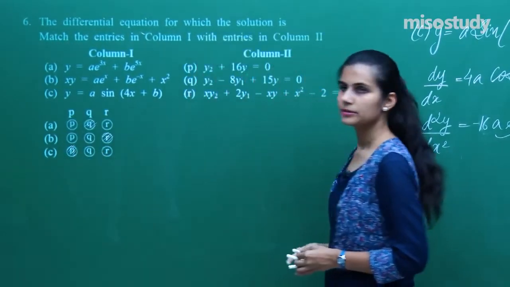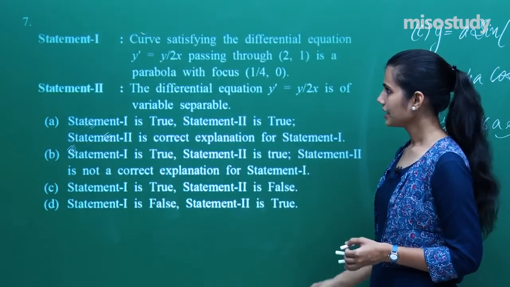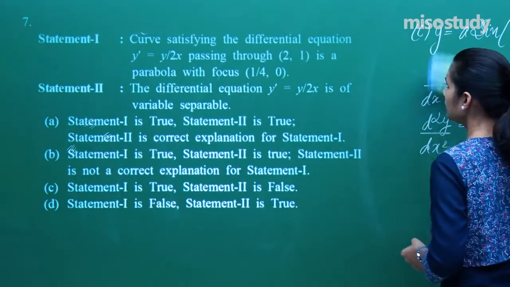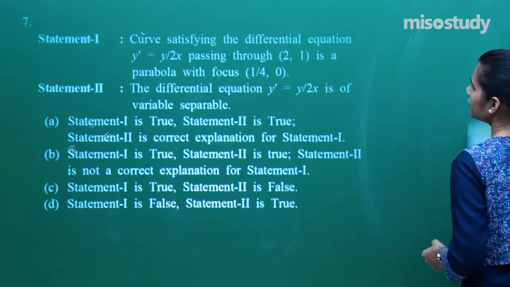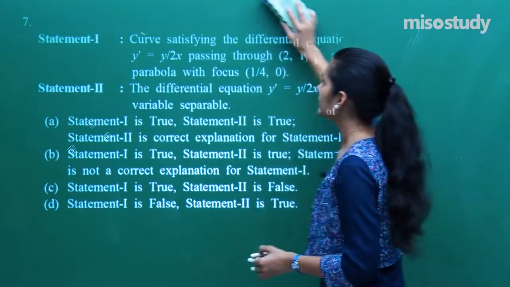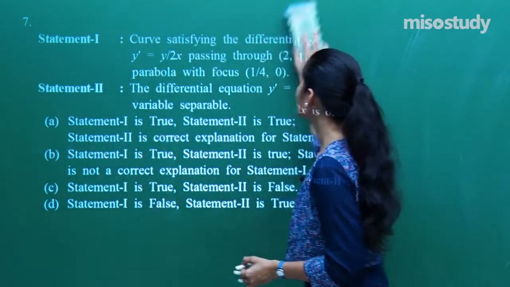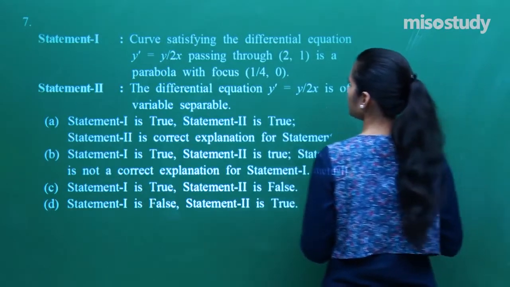So you shade this. Moving to the next one, we have the curve satisfying this differential equation passing through (2, 1) is a parabola with focus (1 by 4, 0). Let's see if it is or not.